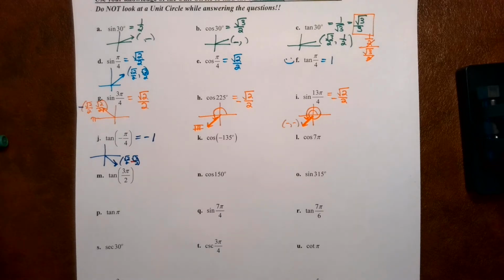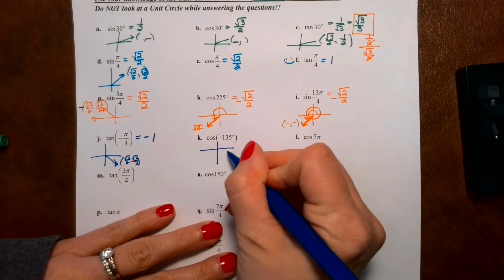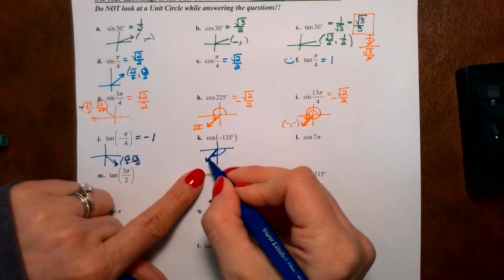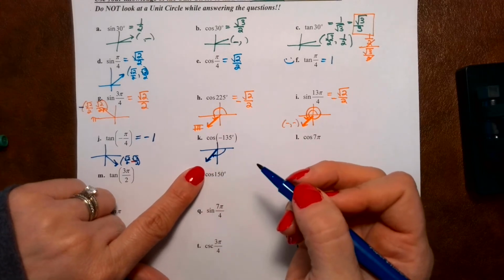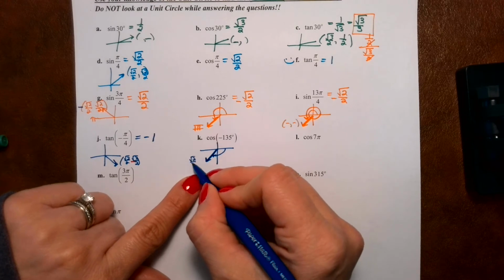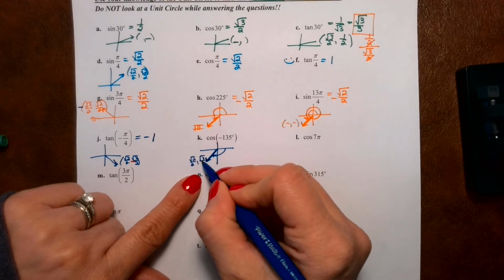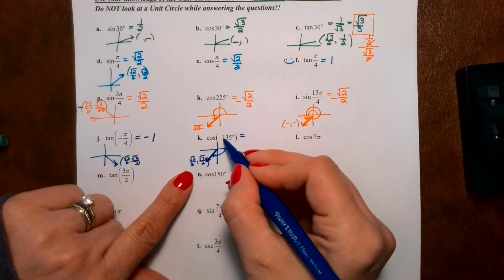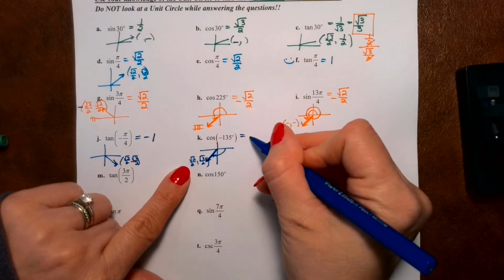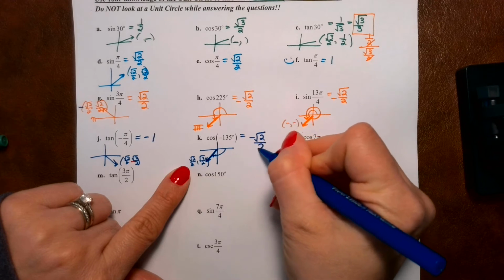Where is negative 135? I'm going to swing down. 135 is the middle. It's the pi over 4 family in quadrant 3. Pi over 4 family has radical 2 over 2 and radical 2 over 2. And the cosine for quadrant 3, is that positive or negative? It's going to be negative radical 2 over 2.